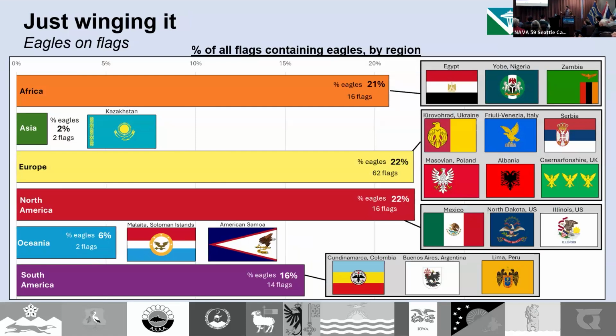For sake of time, I'll skip through this one. This is eagles on flags. Here you can kind of see where they most likely occur. Again, eagles as symbols predate heraldry, so they're very, very old. They showed up on Roman vexilloids, 1000 BC. Then you have the double-headed eagle that appeared in the 10th century as part of the Byzantine and Roman Empire. Again, you see a lot of regionality to them.